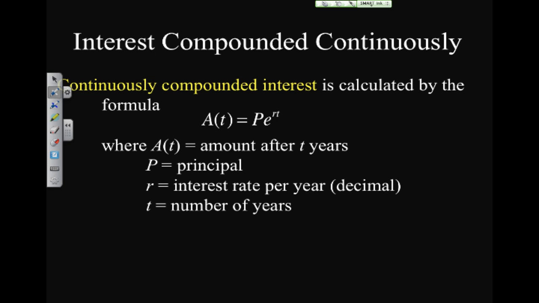Finally, interest compounded continuously. This is, again, a base of E coming into play. Continuously compounded interest is calculated by this formula. And a lot of times people call this the PERT formula. And notice all the variables stand for the same thing. A of t is still the amount after t years. P is still the principal. R is still the interest rate as a decimal. And then t is the number of years.